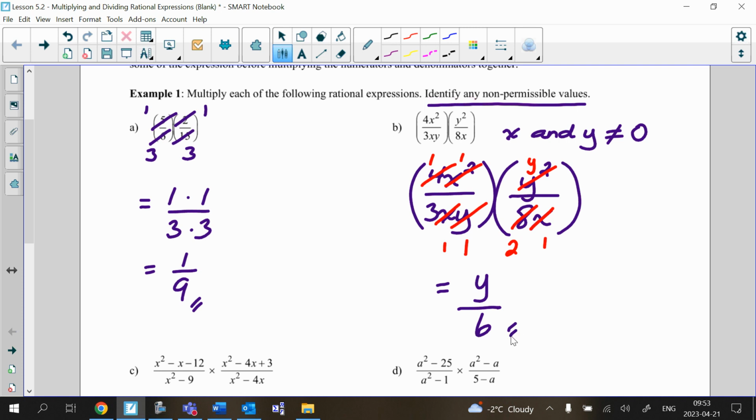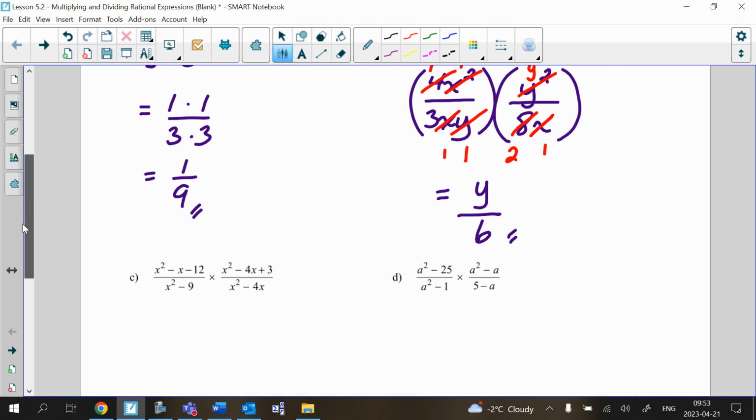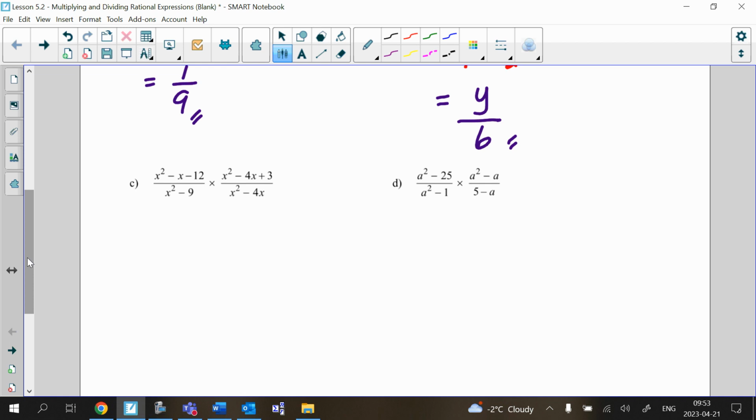Now we get into the bigger ones. So these are much bigger expressions. What I want to do when I encounter expressions like C and D is, in order to find out what to reduce from the numerator and denominator, everything has to be in factored form. Okay, so we need to factor first. So you got to remember your factoring skills, because you can factor all 4 of these.